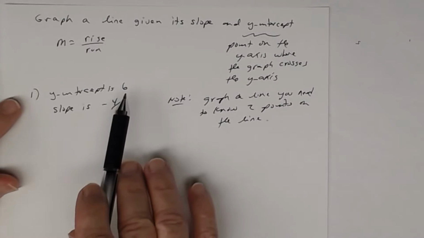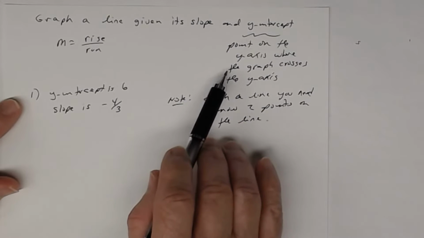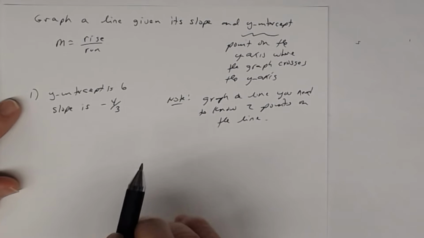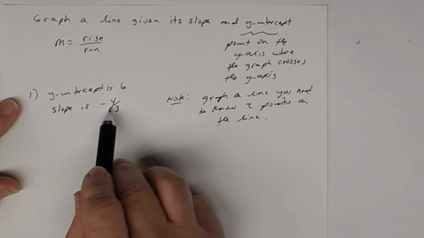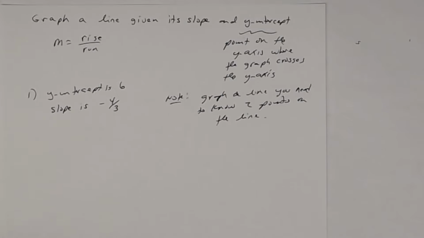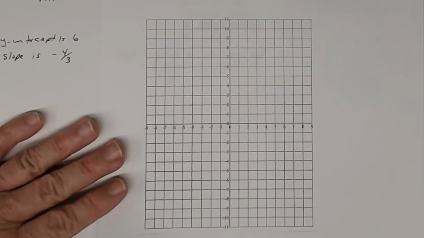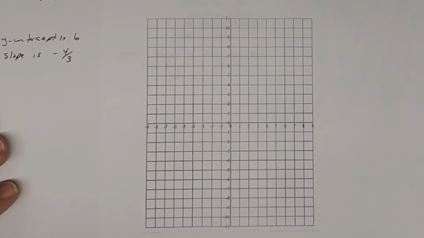Now remember, the y-intercept is one of those points. The y-intercept is a point on the y-axis where the graph crosses the y-axis. So the y-intercept is one of the points. You just got to find the other point. And to find the other point, you're going to use the idea of slope, which is rise over run. It's a very simple process. So let's look at this example. We're going to use graph paper to do that. It always helps to use graph paper because it's scaled properly.